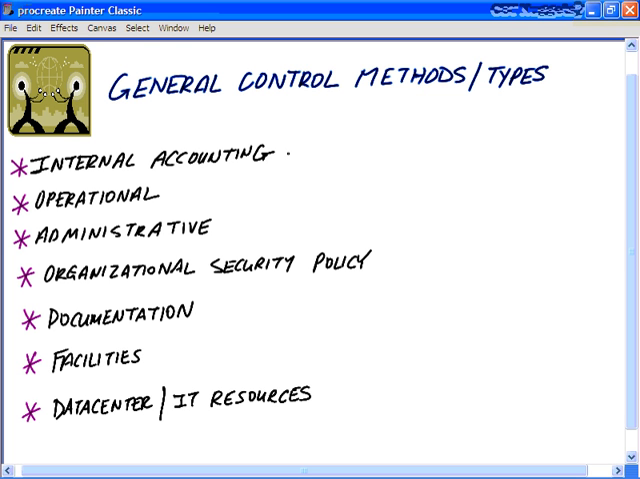Really from a trivial standpoint, from a testing standpoint, it would be good to know these general categories of methods. We've got internal accounting controls, operational controls, administrative controls, organizational security policy controls, documentation controls, the facility or the physical premises controls, and controls over our data center and information technology resources.